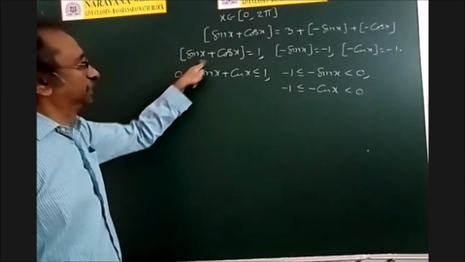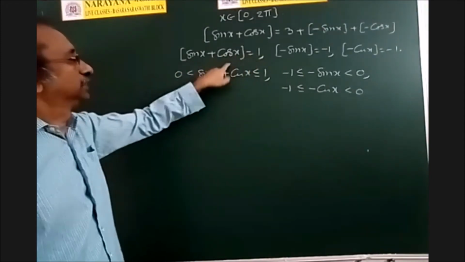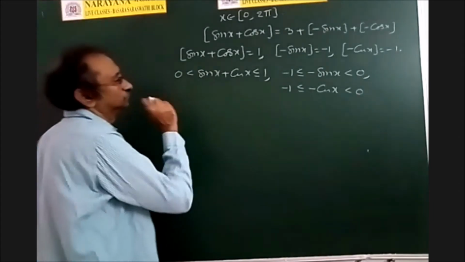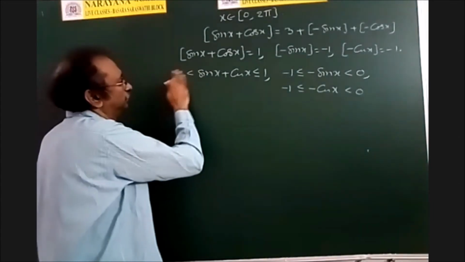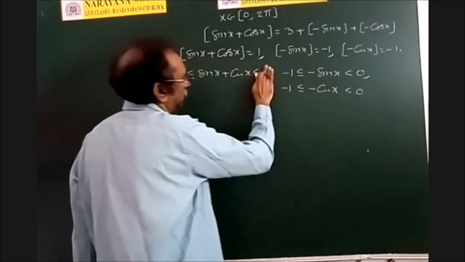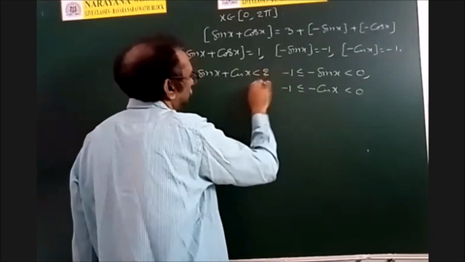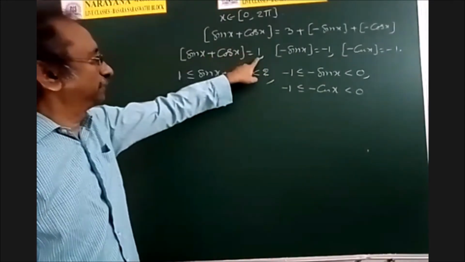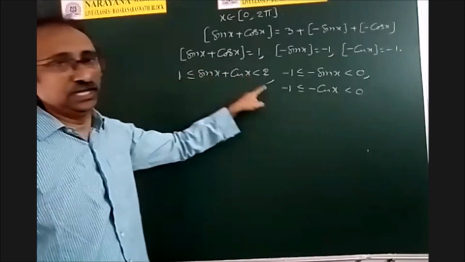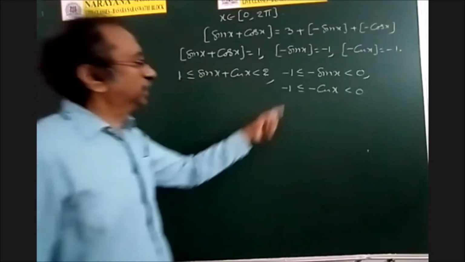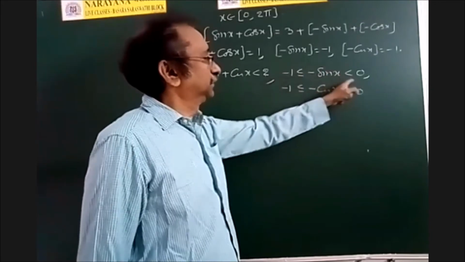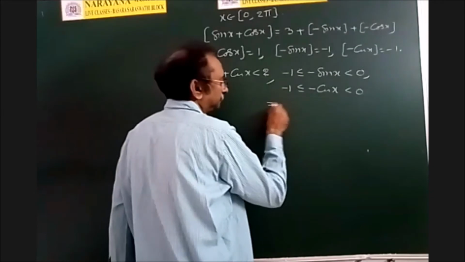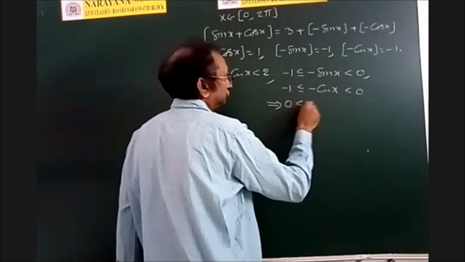So see this one, integral part of sin x plus cos x is 1. So have I written any mistake? See, integral part 1 means that it should lie between 1 and 2 now. Okay. So its integral part 1 means these values lie between 1 and 2. And this one, minus sin x, lies between minus 1 and 0. Similarly this. Now first solve this. Multiply with minus.